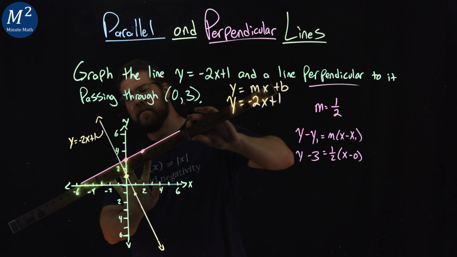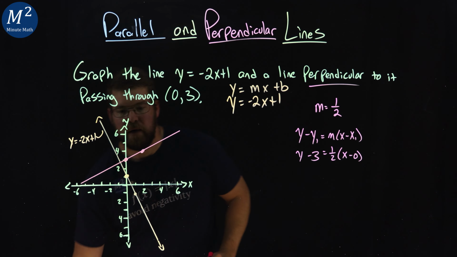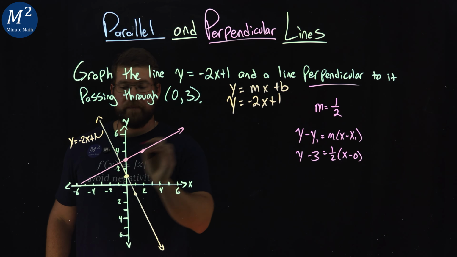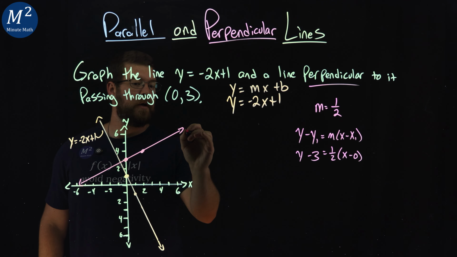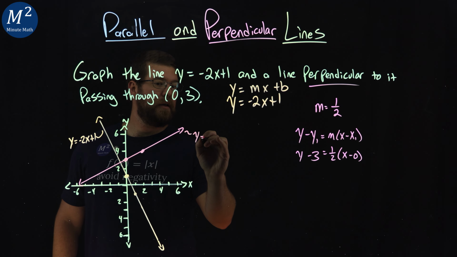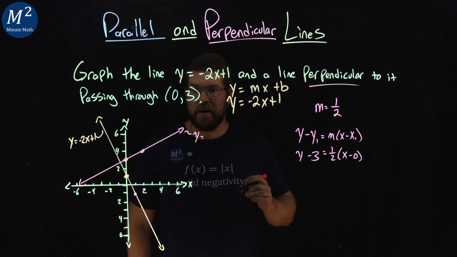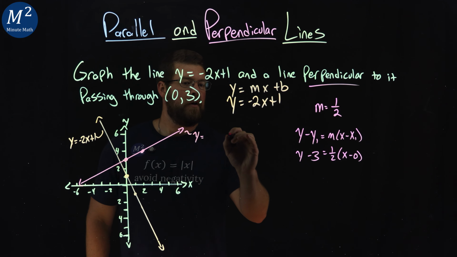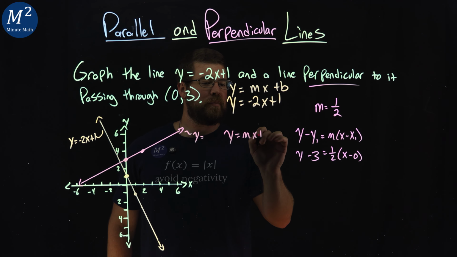Now I'm drawing on boards, a little difficult, but it looks like a right angle right there. And it should be. They're perpendicular. And that's our line y equals, well, let's go find it in y equals mx plus b form. So y equals mx plus b.